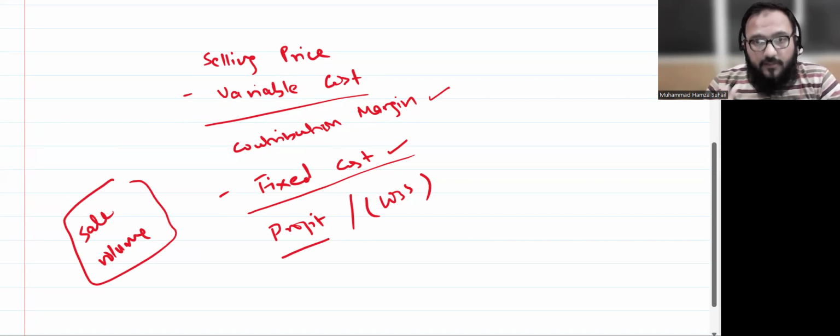Now you guys might be thinking that sale volume is not the only thing that the organization needs to consider. It is also possible that the selling price changes. It is also possible that the production cost changes. So guys, since we are talking about short-term decision making, we need to take a few important assumptions. And what those assumptions are, let me take you guys to my PowerPoint slide.